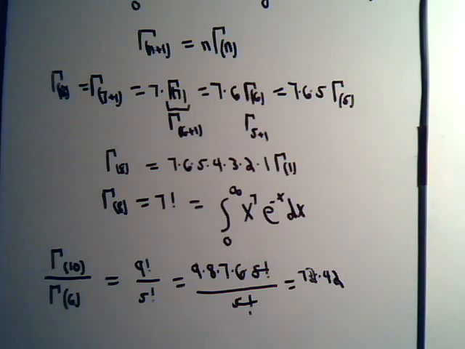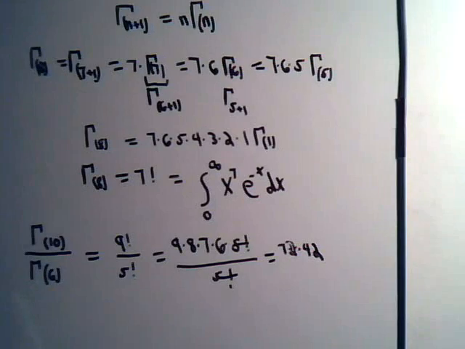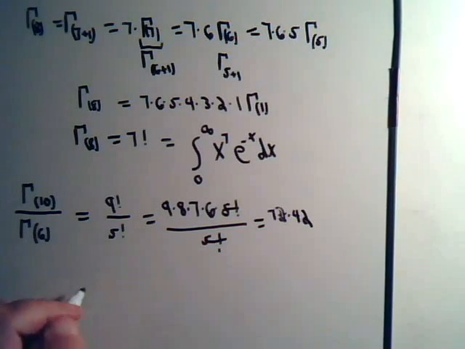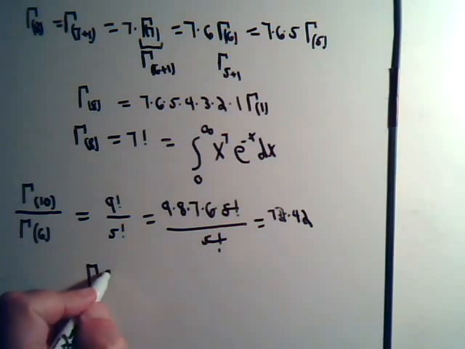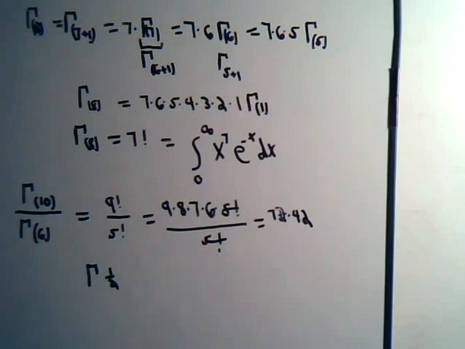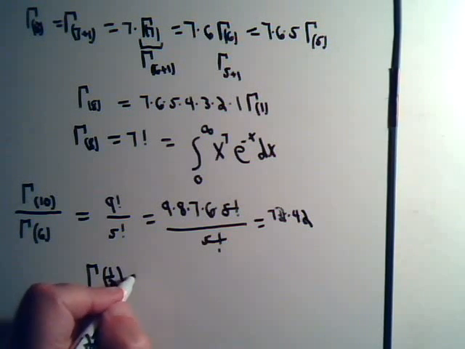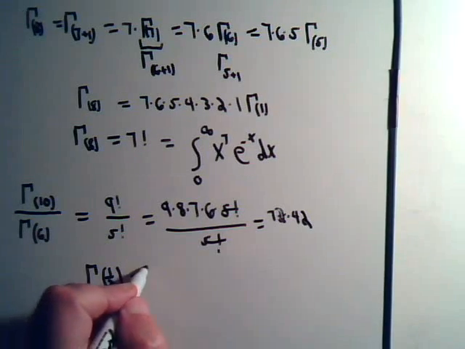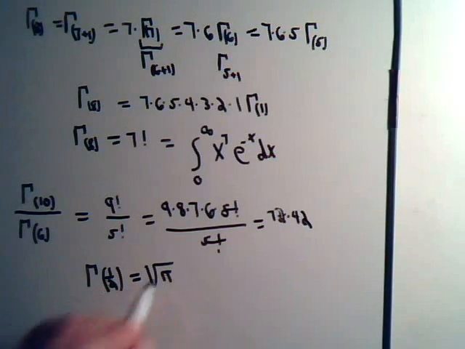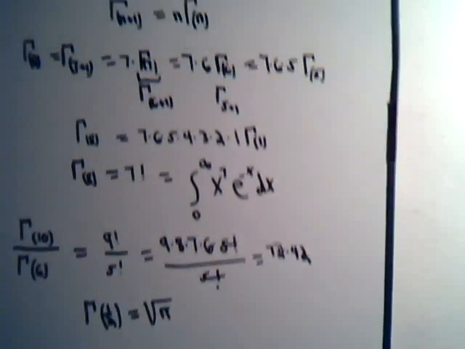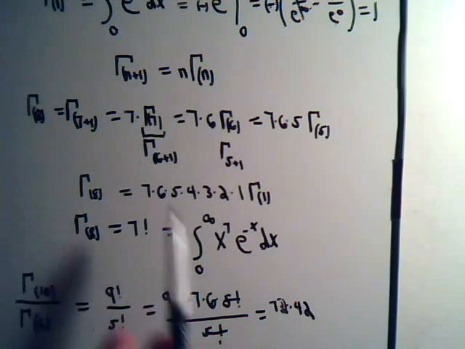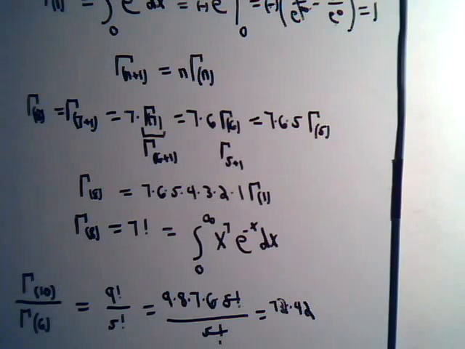What about fractions? In a future video, it's going to take a little bit of work, but we will show that the gamma function of 1/2 is equal to the square root of pi. And then that will enable us to work with gamma functions of fractions as well as whole numbers here. So this is just kind of a sideline here of some of the basic properties of gamma functions.